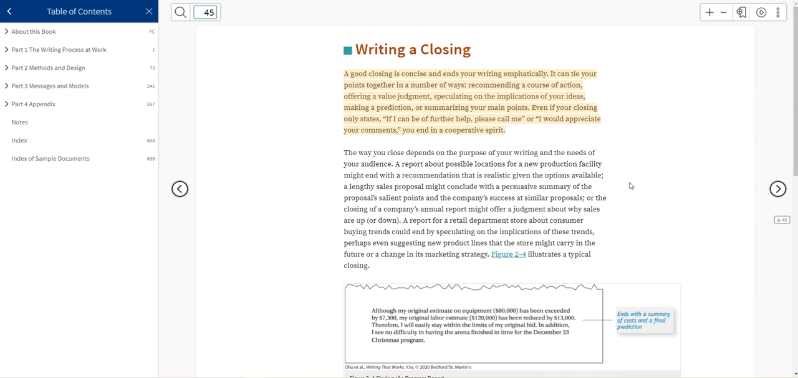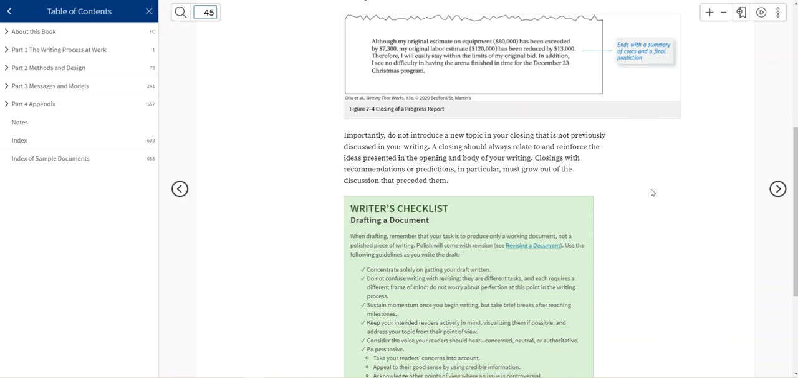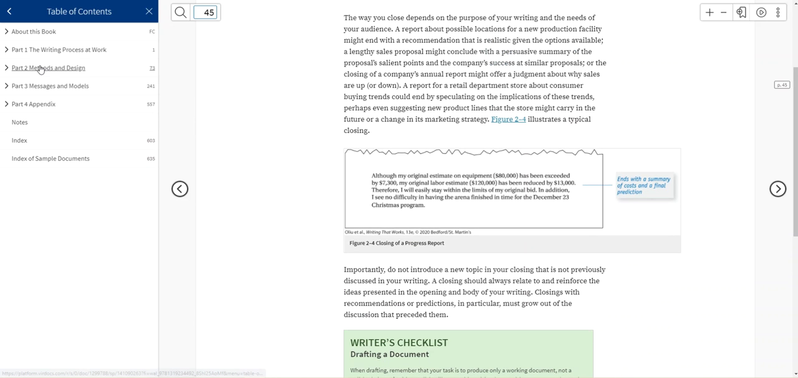A good closing is concise and ends your writing emphatically. It can tie your points together in a number of ways: recommending a course of action, offering a value judgment, speculating on implications, or summarizing main points. Sometimes the closing is, "If I can be of any further help, please call me," or "I would appreciate your comments." You want to make what I call a goodwill closing. You want to close on a positive note. So really try to think about how you want to have a goodwill type of closing.